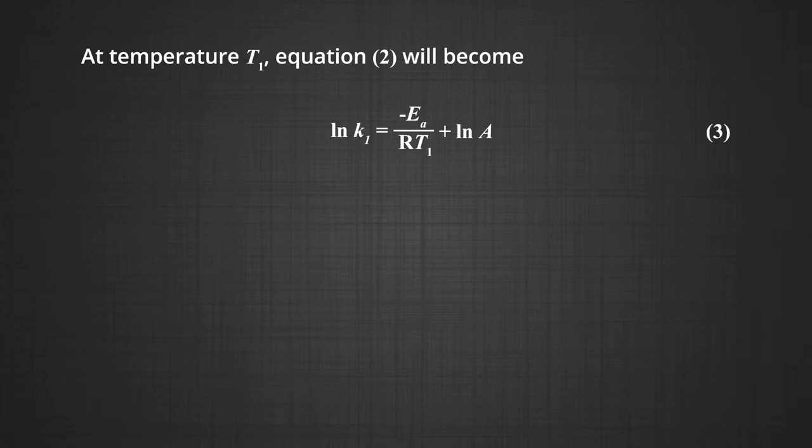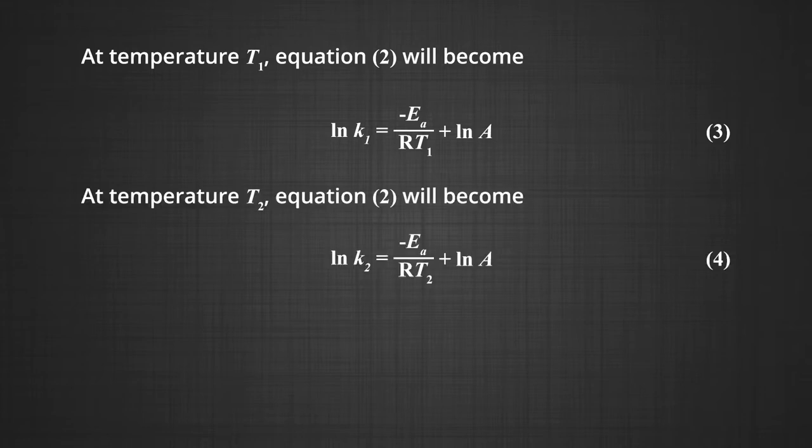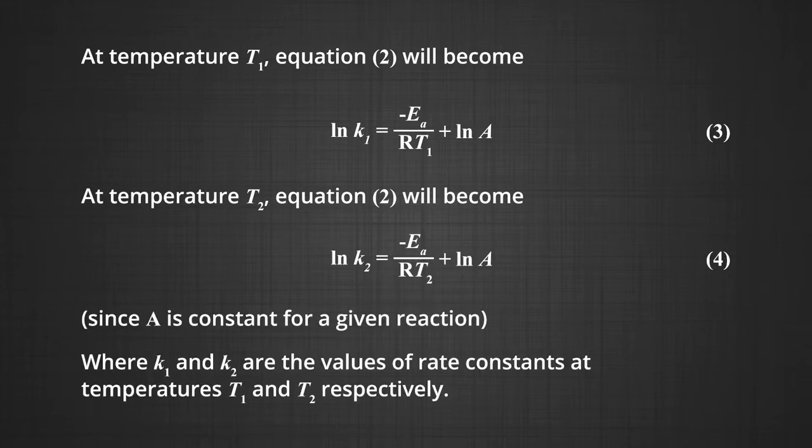At temperature T1, equation 2 will become ln K1 equals minus EA by RT1 plus ln A. This is now equation number 3. Now, at temperature T2, equation 2 will become ln K2 equals minus EA divided by RT2 plus ln A. Now, this is equation 4. Since A is constant for a given reaction, K1 and K2 are the values of the rate constants at temperature T1 and T2 respectively.